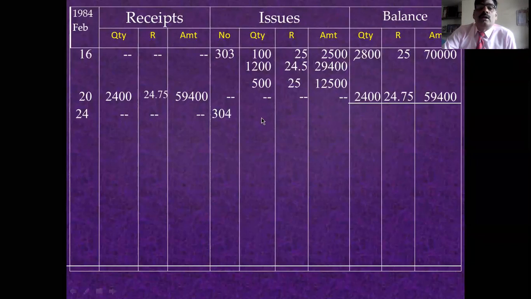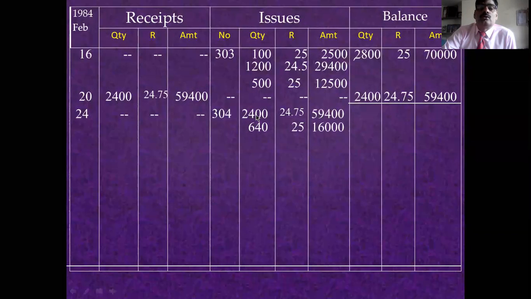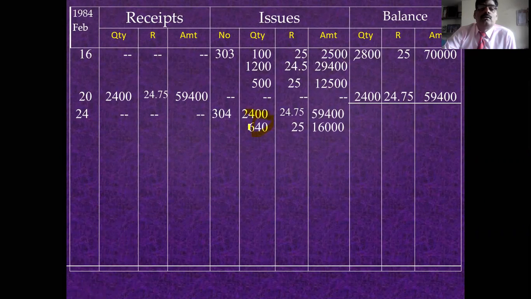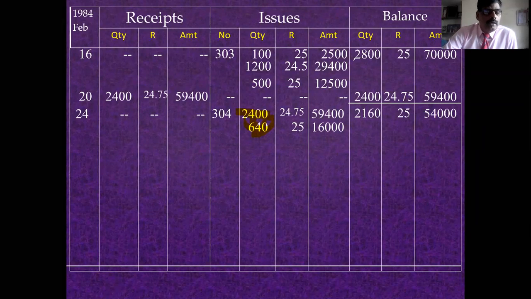So you issue from the last lot. 2,400 at the rate of 24.75. Amount is this. And remaining 640, 640 from the first lot, 25 rate. So total issue is 3040. Now balance is 2,160 from the first lot at the rate of 25, 54,000. After 24, 25 is the receipt.